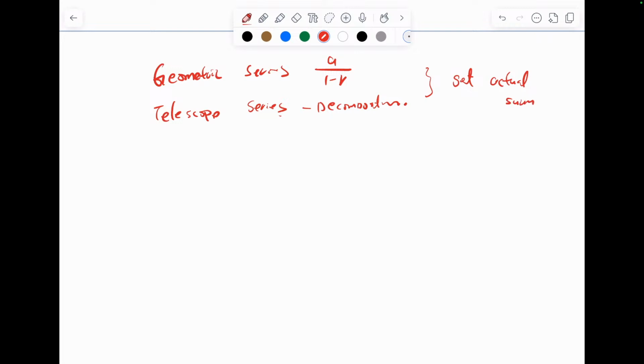There are only 2 series where you can get the actual sum. The integral test can get somewhat close to it, but not exactly the actual sum. So we also learned how to do integral tests, right? So, integral tests.